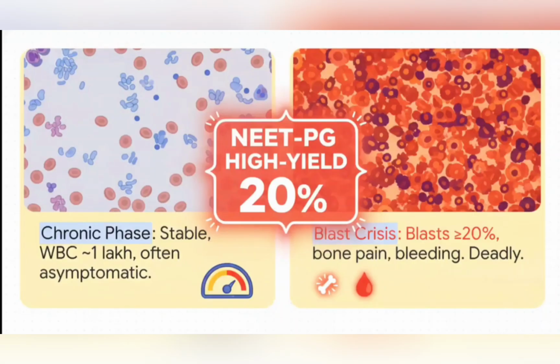Now, if this is left untreated for about 4 years, CML can actually evolve from this relatively stable chronic phase into a super deadly blast crisis. The absolute most important diagnostic criteria for blast crisis is having blasts greater than or equal to 20% in the blood or marrow. Mark my words, Bachon, this 20% threshold is a guaranteed exam question. You're also going to see bone pain, unexplained fever, and bleeding due to low platelets.